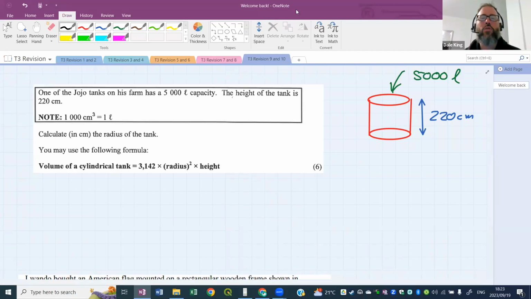Yikes. Who's got an idea? There's all the information: 5,000 liter capacity, 220 centimeters high. They give us all that information. They also give us this conversion. That's probably going to be needed. And they give us the formula for volume of a tank. Guys, what do I do? Anybody got an idea? Ben?